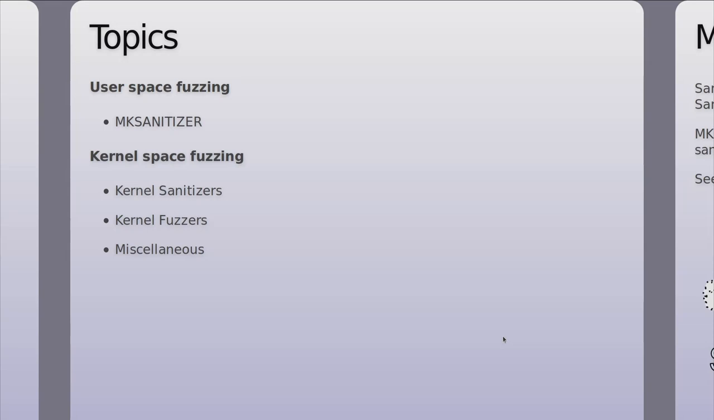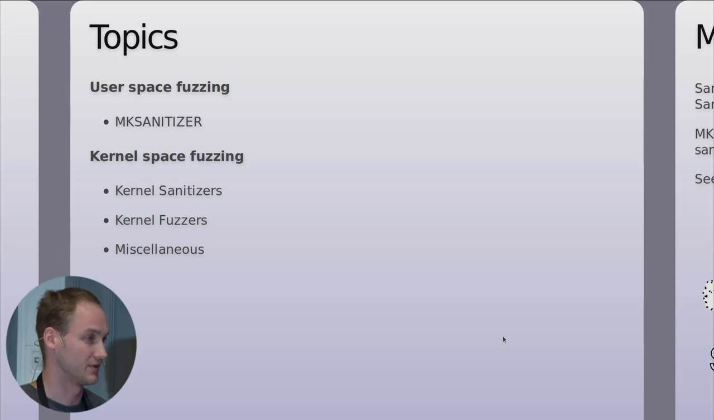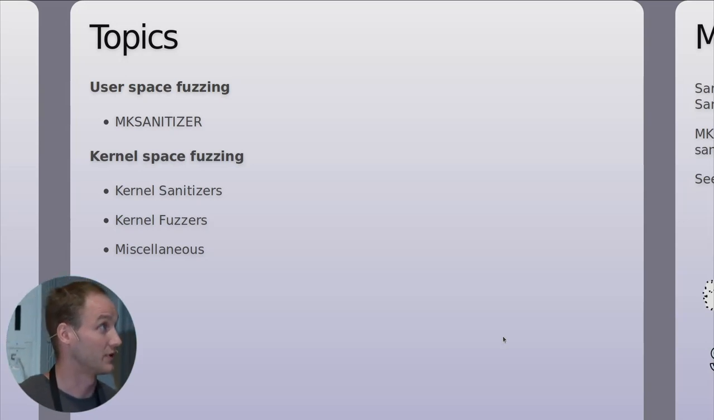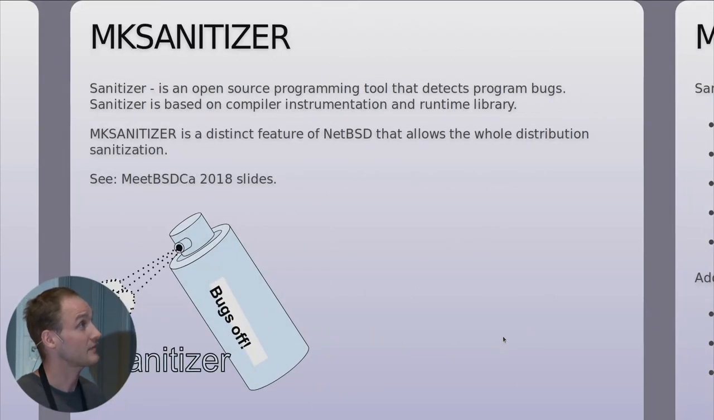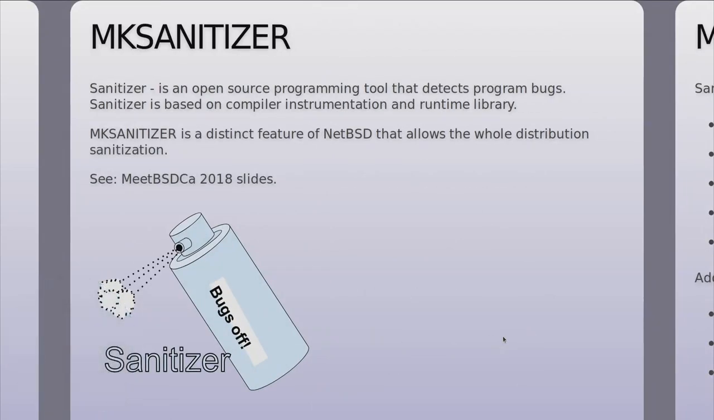So as I said earlier, we have MK Sanitizers, which is a really important thing for quality in the kernel, which essentially is your starting point if you are trying to do the fuzzing of the user space, because if you will try to compile everything with different sanitizers, it's almost impossible. I was trying to compile FSDB, and it's really hard. So MK Sanitizer is really important, and currently is covering about 95% of things that we have in user space.